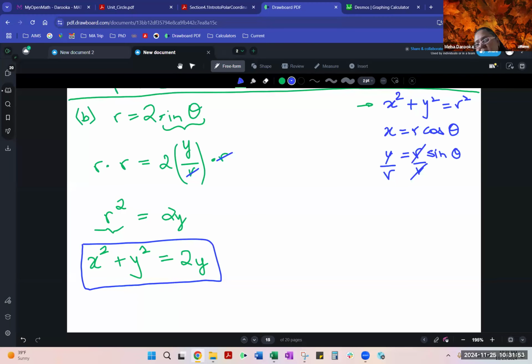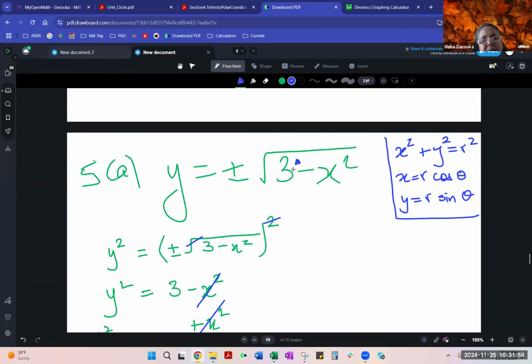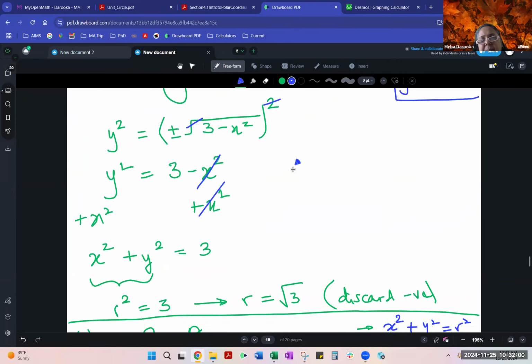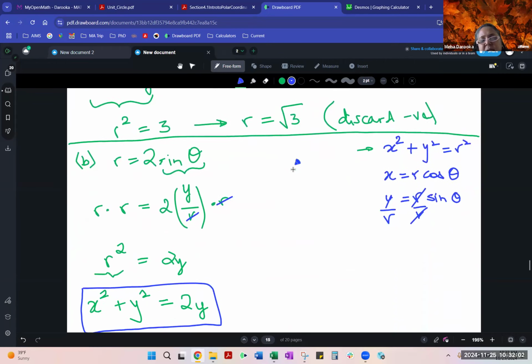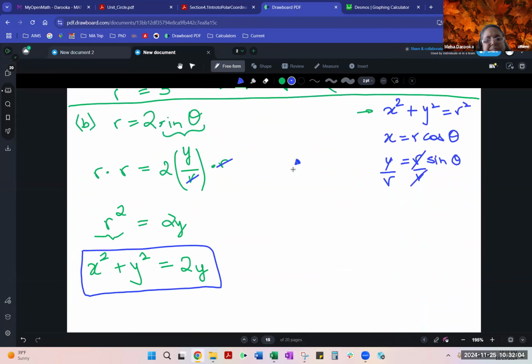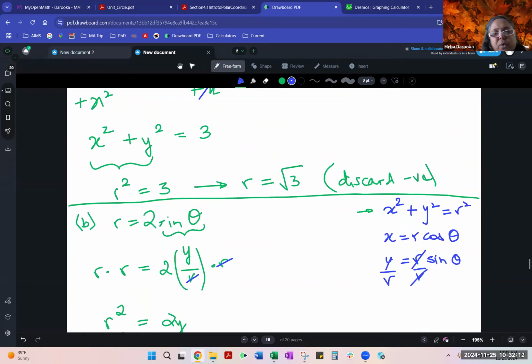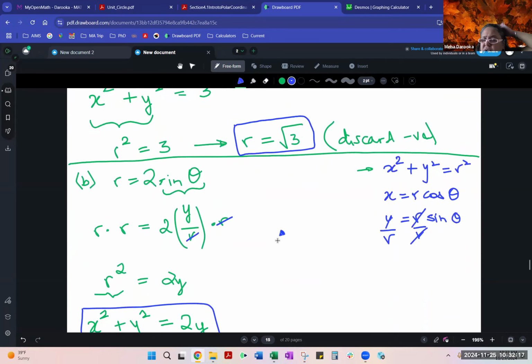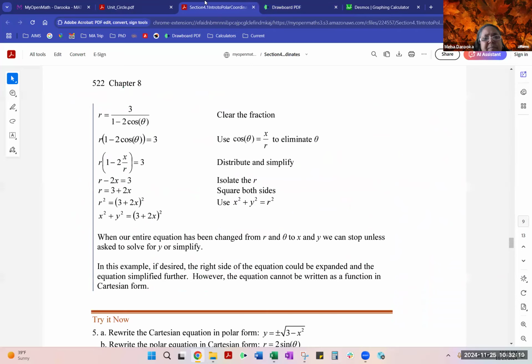So just giving you guys a minute to see if anybody had any questions on part A or B for this example here. Okay, so you guys kind of saw how we went both from polar to Cartesian and from Cartesian to polar in these examples.